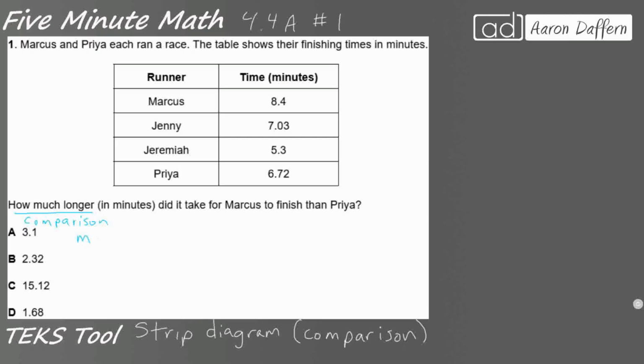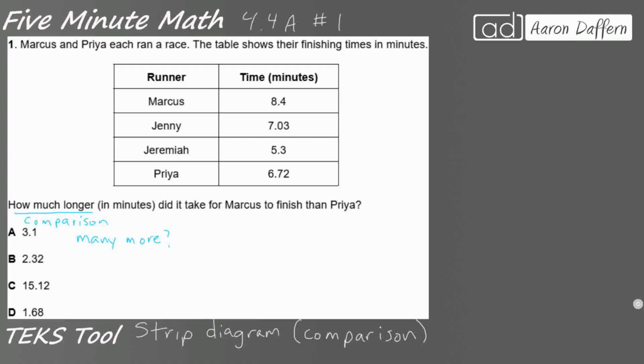Sometimes you might see how many more, how much taller, how much wider. Anytime you're taking these two comparisons or these two different lengths or these two different times or these two different measurements, and then you're trying to find the difference between them, right? You are using comparative thinking. And so we can draw a strip diagram to represent that.